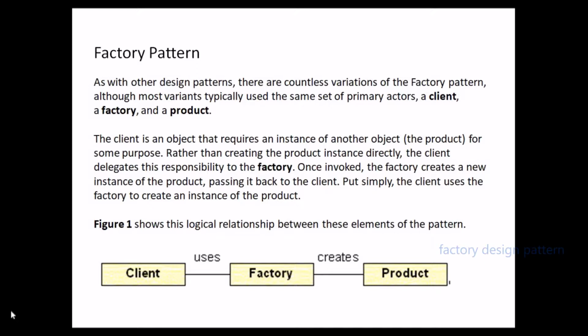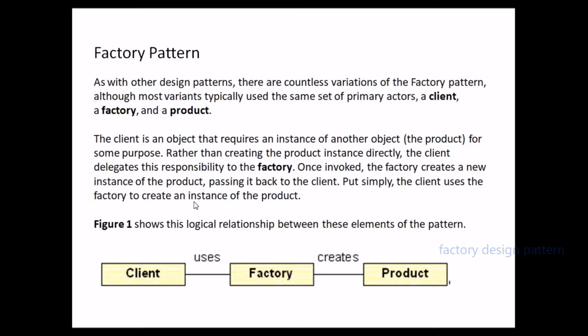The client uses that factory to create the instance of that product. So rather than the client directly creating the instance of the product, it is delegating that responsibility to the factory. So the factory will handle creating the instance of the product and pass it back to the client. So the client just uses the factory for instantiating the product. The use of this is, if anything changes in the product, we have no need to change anything in the client. We just need to update the factory. So that we can call it a factory pattern. So we can say that it is decoupling objects from the client.